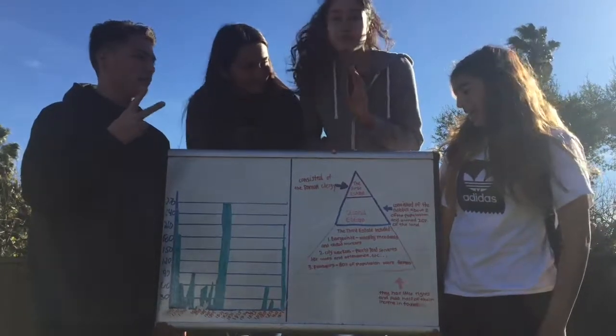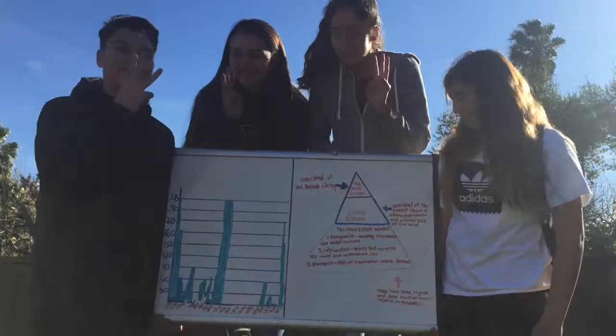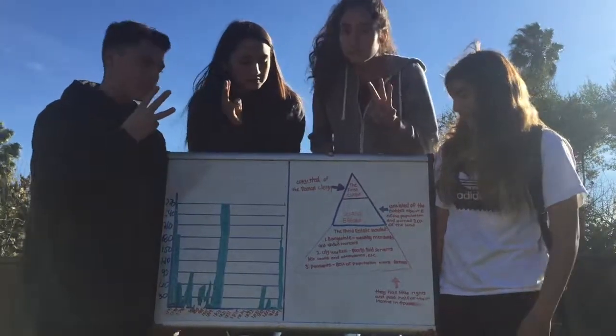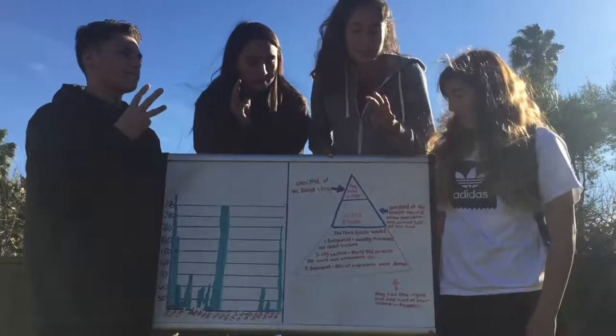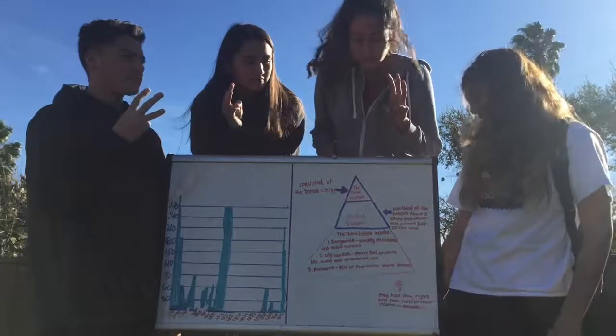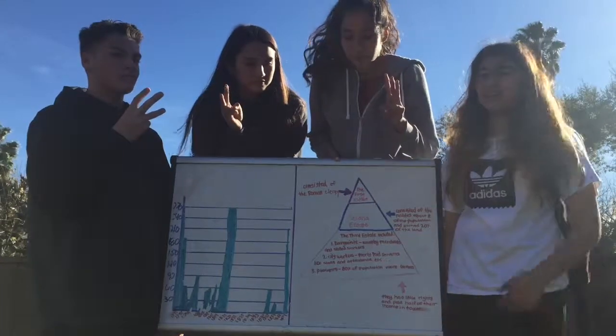They were poorly paid. And the last one was the peasants, and they took up 80% of the population, and they had little rights and paid half of their income in taxes.